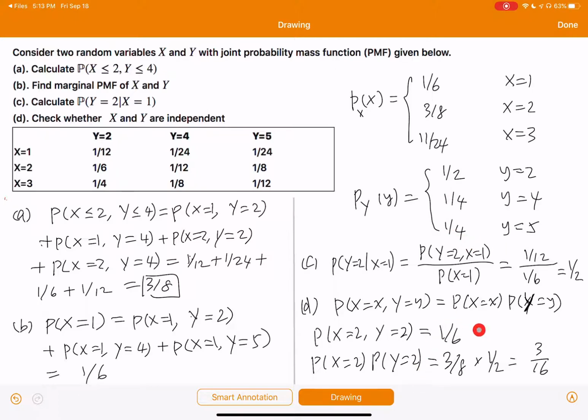And you can see these are not equal. This probability, 1 over 6, is the probability of x equals 2 and y equals 2, and the multiplication of these two probabilities is 3 over 16. They're not equal. So they are not independent.